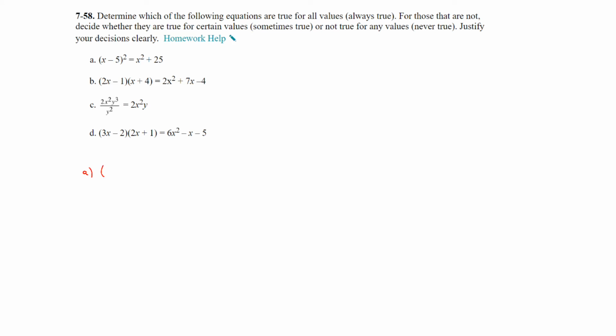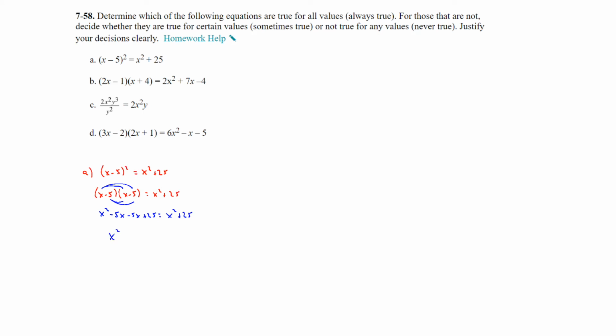In part A, you have (x minus 5) squared. Is that equal to x squared plus 25? Remember, with a binomial that is being squared, you want to make sure that you expand it out and then use your generic rectangles to figure out the area. We can also use the distributive property to do this. So x squared minus 5x plus 25. Is that equivalent to x squared plus 25?